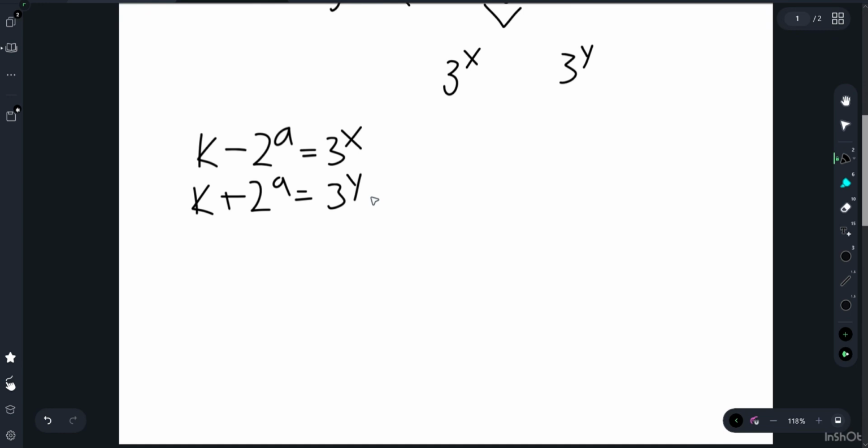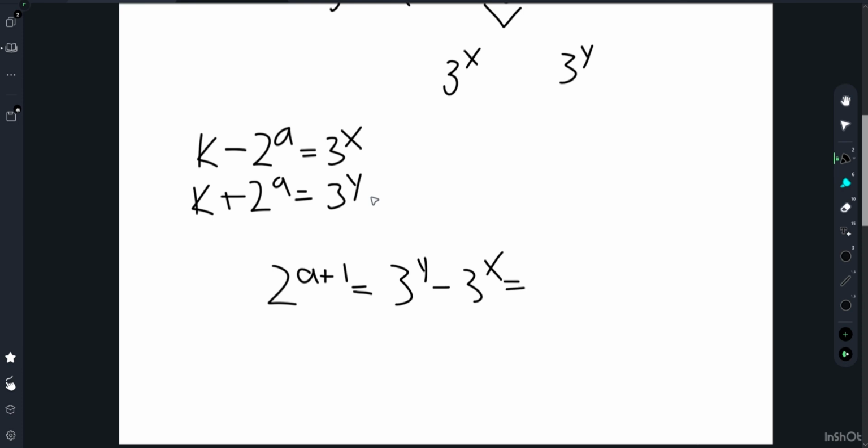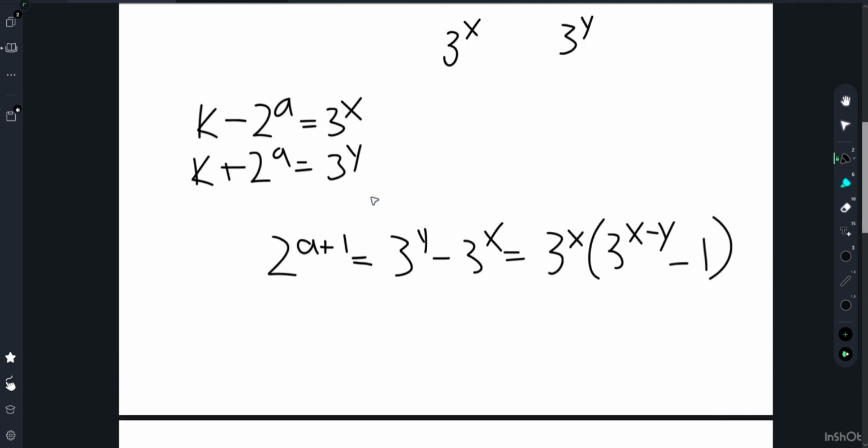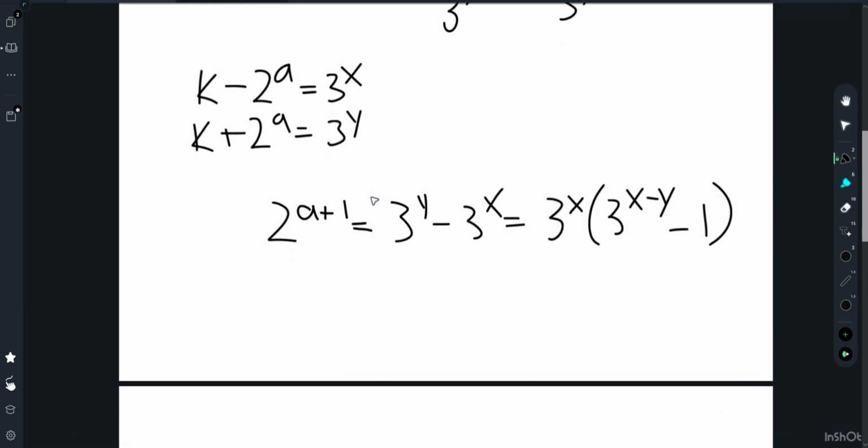Now subtracting them, we get that 2^(a+1) is equal to 3^y minus 3^x. This is equal to 3^x times (3^(y-x) minus 1). Now x has to be 0, because if x is non-zero, this side has a power of 3 and this side does not have any powers of 3. So we know that x has to equal 0.